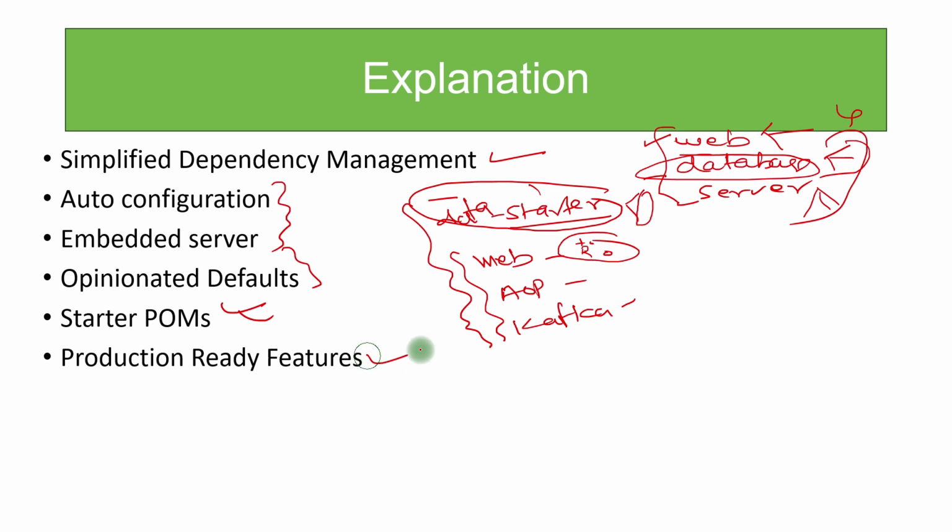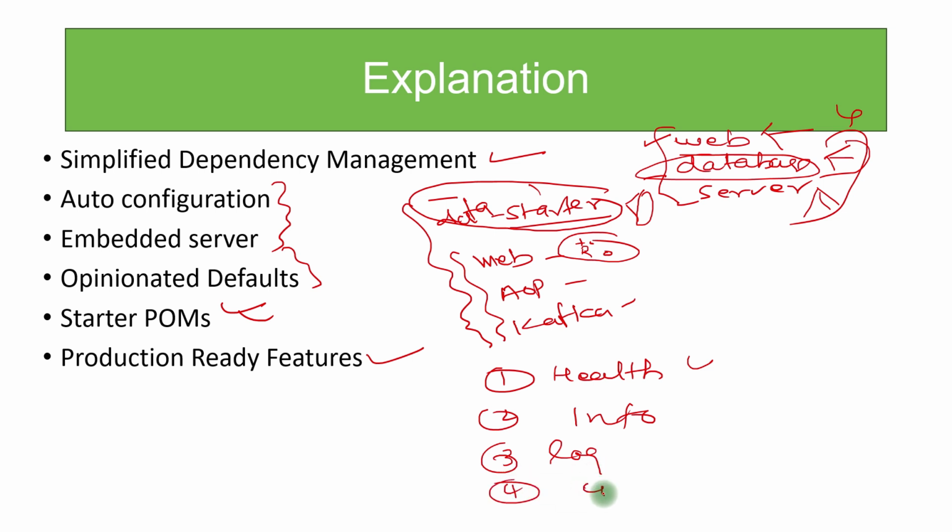Basically production ready features, so it comes with all the production ready features that are there. Whenever our application is in production, the first feature I need is the health check. Before actually interacting with the application, I want the health check of that one. Second, I need the information about my application. Third, I need the logging information. Fourth, I need the CPU, memory, and all these monitoring things, and a number of things are needed.